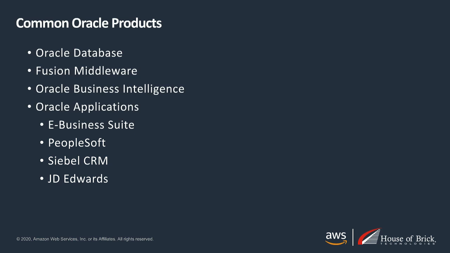Oracle has a wide variety of products, probably most well known for their relational database, but they also have Fusion middleware for application development and deployment, business intelligence for reporting, as well as a variety of Oracle applications, ERP, CRM, and cloud applications, some of which they developed themselves like eBusiness Suite, and some came through acquisition like PeopleSoft, Siebel, and JD Edwards.